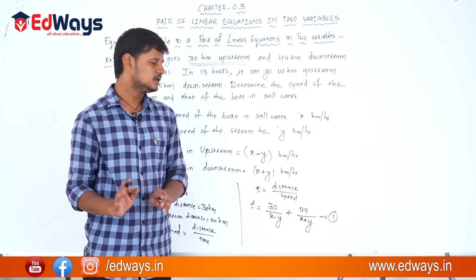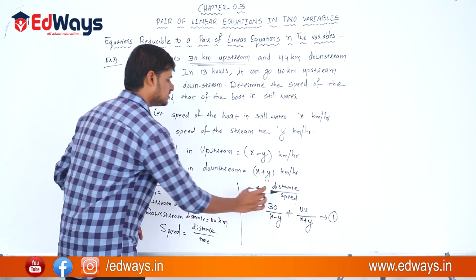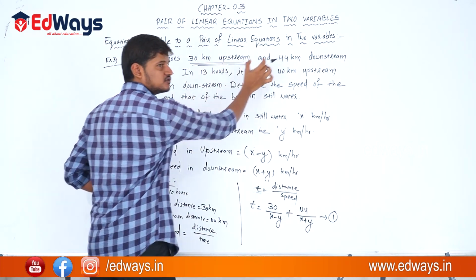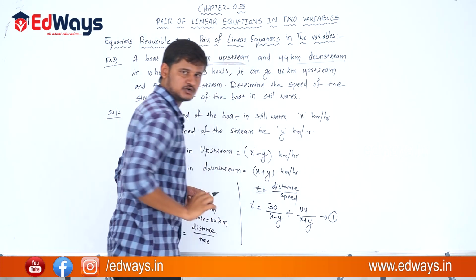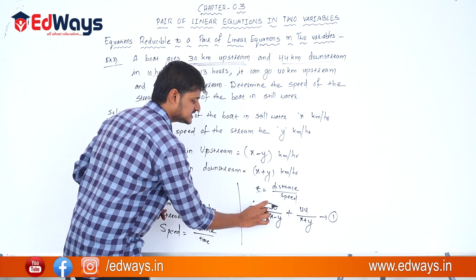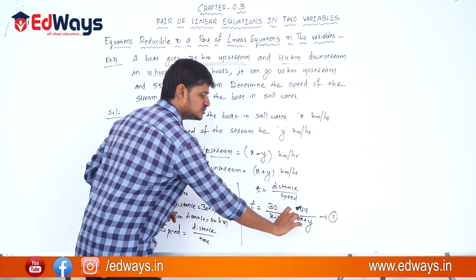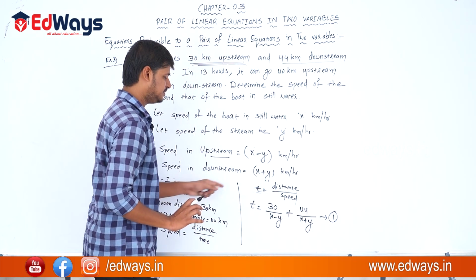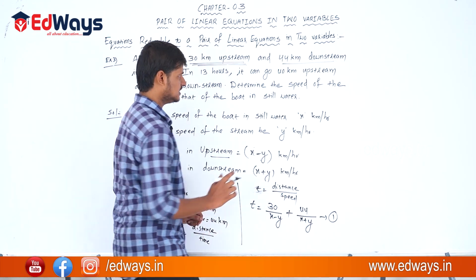Understood what we did here? We found how to write the equations in terms of time, because they said that in the total time it goes upstream and downstream. So in 10 hours it goes 30 kilometers upstream and 44 kilometers downstream. For that, distance by speed: in upstream the distance is 30 and the speed is x minus y. And in downstream 44 kilometers is the distance and x plus y is the speed. So t is equal to this plus this.